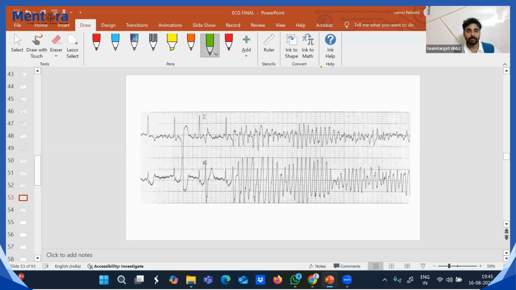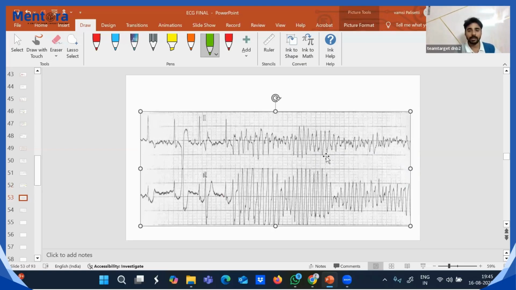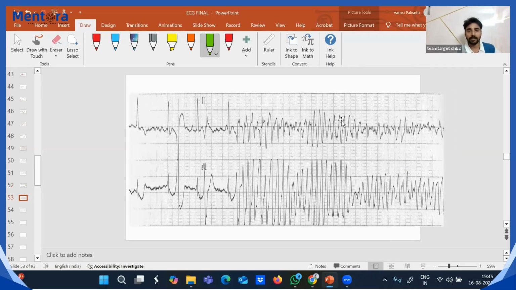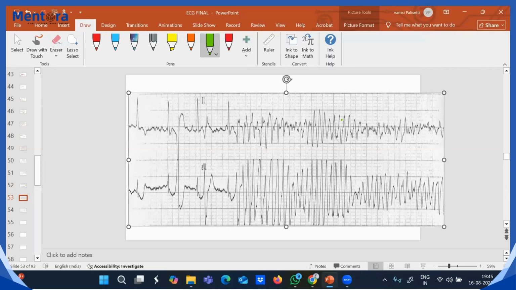You see this ECG now? One minute, I will zoom it up. Can you see the ECG here?